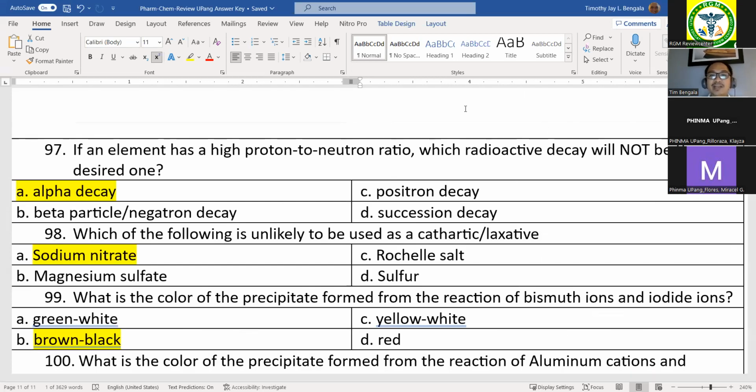Kumusta naman yung mga sagot ninyo? Kumusta naman? Okay. So, ayan. Meron bang question, clarifications? No? Do you have any questions? Okay. So, check lang natin.